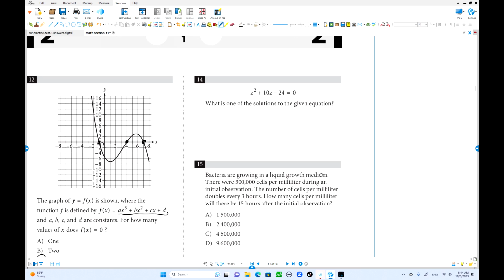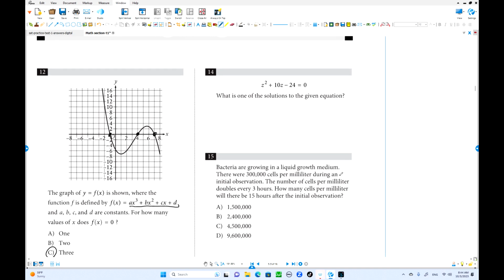Here is number 14. This is 7th or 8th grade factoring, right? You can factor this one. (g plus 12)(g minus 2) equals 0. That is the factored form. So g equals negative 12, g equals 2. This one is the answer.